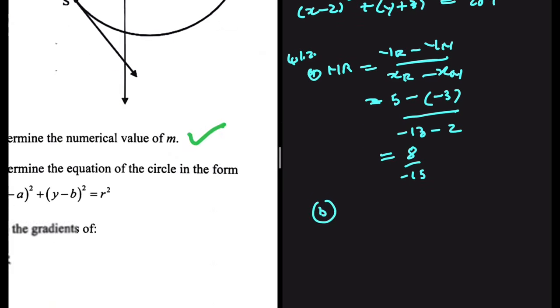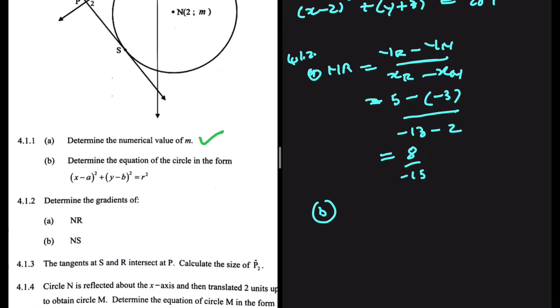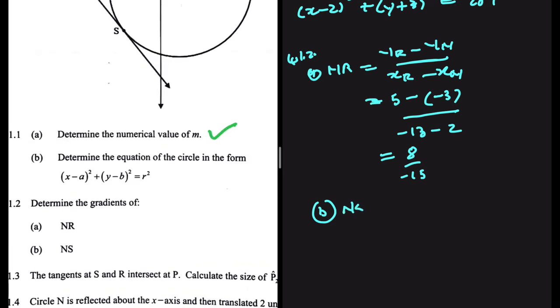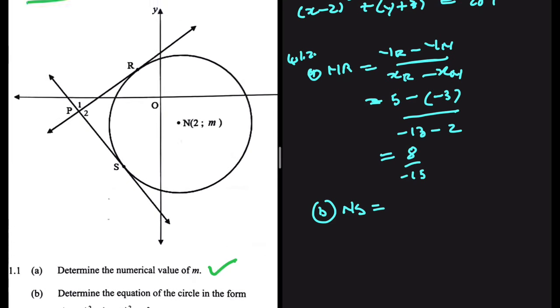Let's go to the question that follows. B. We're supposed to find the gradient of NS. This is too good to be true. How can we find the gradient of NR, and then after doing that, we find the gradient of NS? Something seems fishy, but we're going to find out soon.